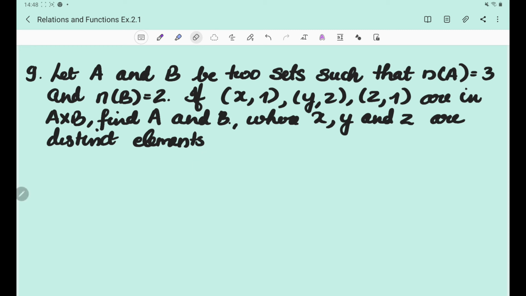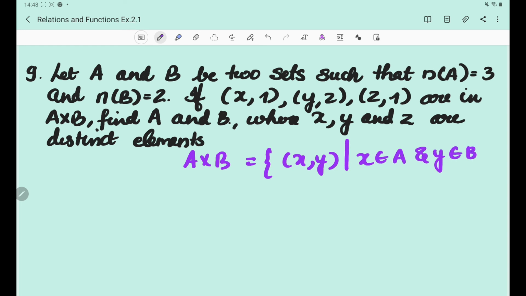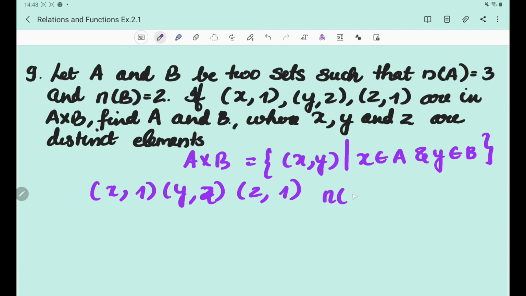So let's write it. What is the Cartesian product of two sets? A cross B is given by the set of all (x, y), where x belongs to A and y belongs to B. Right? So this is the Cartesian product of two sets A and B. Now let's find, some of the elements are given. What are they? (x, 1), (y, 2) and (z, 1). And it is also said that the number of elements of A is 3 and the number of elements of B is 2. So it is like a hint for the problem.